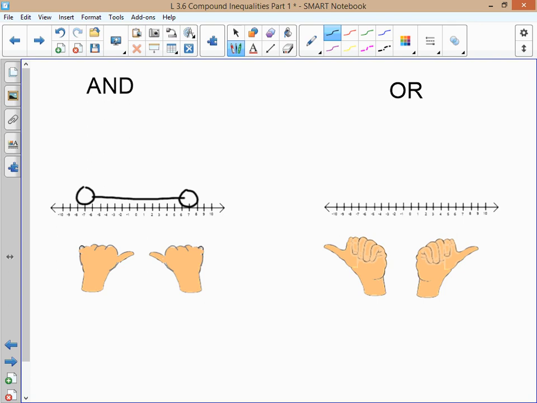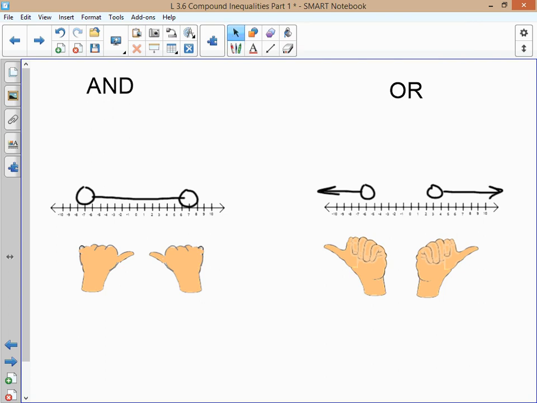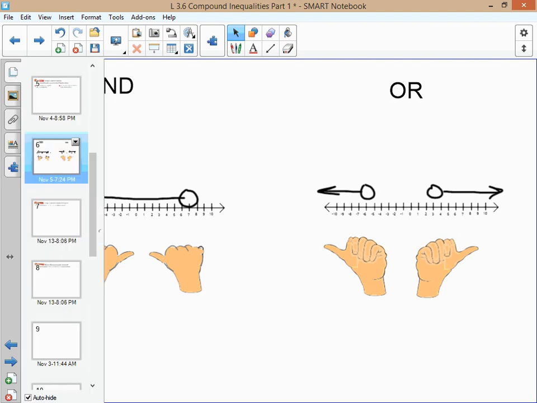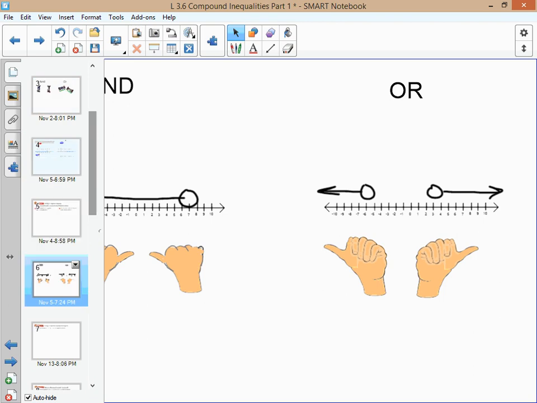And when you have a compound inequality with the or, that's where my thumbs are pointing out. So I like to think of it like this. If I put my hands together, that's and. Or my thumbs go out the door, that's or. So let's look at some examples.